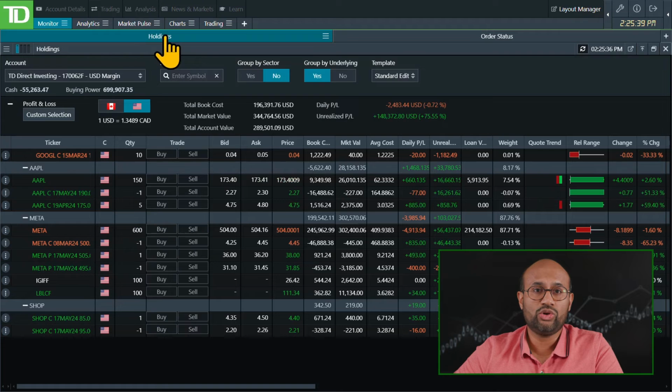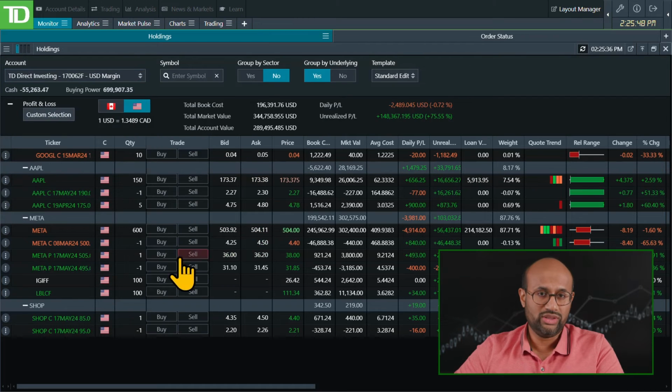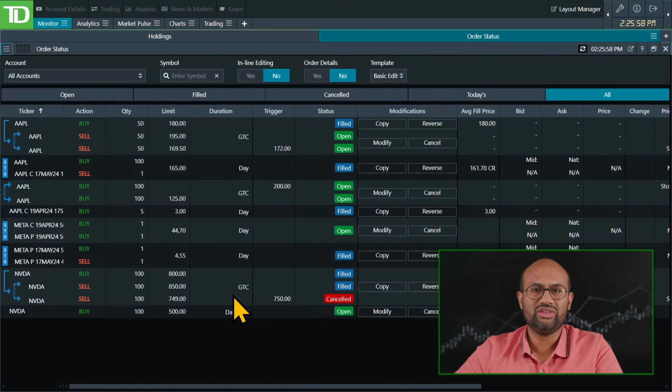You can see right now we're on the holdings screen, and these are the holdings we have as part of our account. You can toggle between all the different accounts you have within here, but this is the one we're using as our test bed account. And you can see the holdings and options and various positions that we have. But right beside it is where the order status is going to be found. So let me go ahead and click on that.